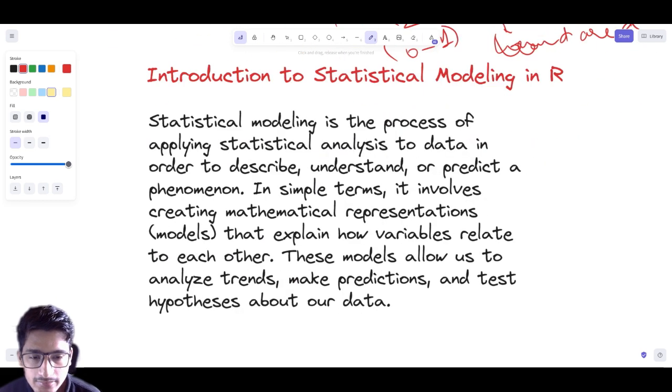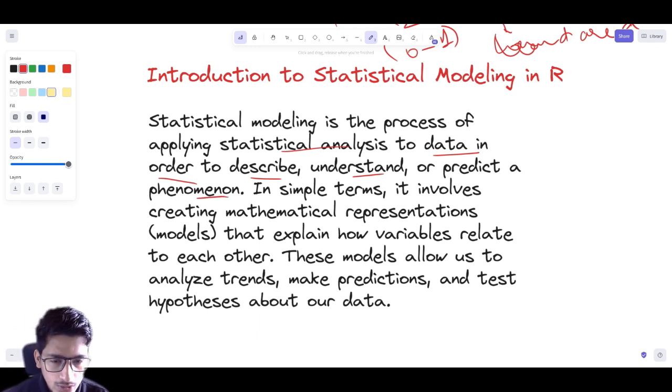Now we have got an idea. Let's look at the definition. A statistical model is the process of applying statistical analysis, basically a mathematical formula, to data in order to describe, understand, or predict a phenomenon. So we generally apply this model to get an idea of how a trend is happening, or whether our hypothesis is correct. Like if we are predicting that price depends on the area and other factors, and in this the area factor is the most dependent one, is this hypothesis correct?